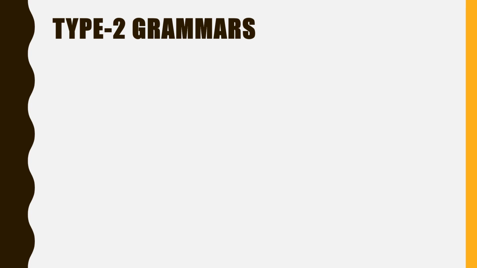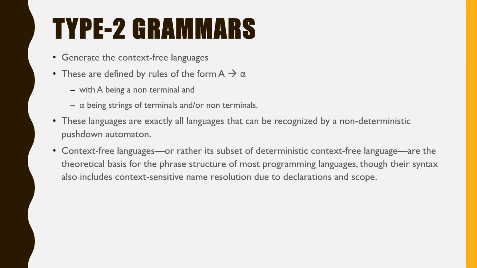The next type of grammar is type 2 grammar, and they generate the context free languages. The rules are of the form where the left hand side should be a single non-terminal which derives the right hand side, which is alpha. Alpha can be a collection of terminals and non-terminals, and the production examples could be A derives a single small a, and A derives a combination of terminals and non-terminals like this, and A can also derive epsilon.